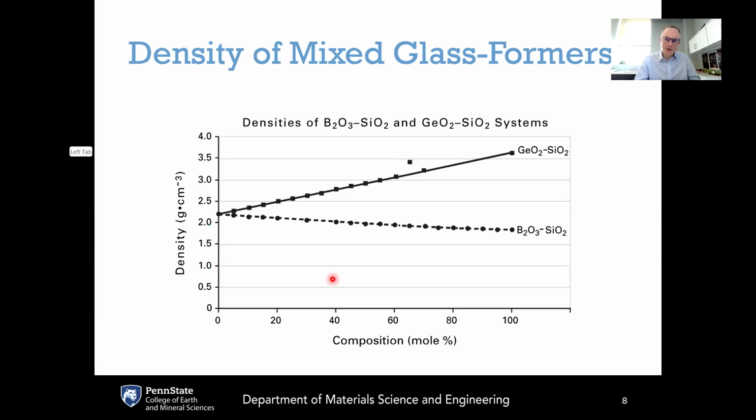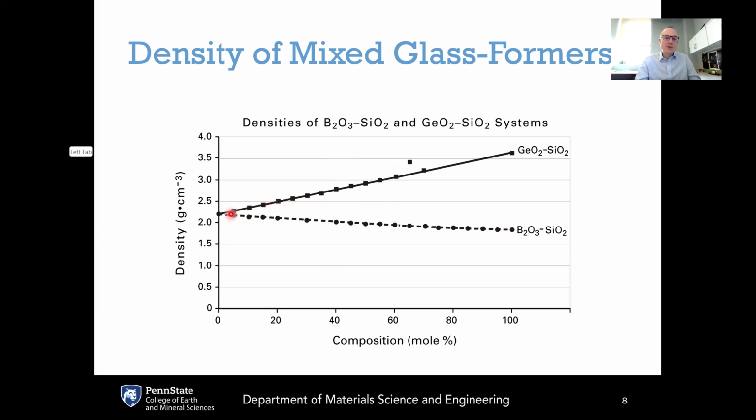Now, what happens if we mix some of these glass formers together? What I'm showing here are the densities of a mixture of boron oxide and silica and a mixture of germania and silica. So germania was starting out with a slightly lower density compared to silica. So if we start here with the density of pure silica as 2.2, and you just progressively add B2O3 to it, the density decreases with a fairly shallow slope as it approaches the density of B2O3.